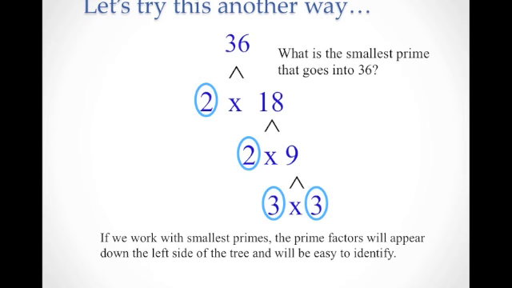So if we work with smallest primes, those prime factors will appear down the left side of the tree and will be easy to identify. So again, 36 is still equal to 2 times 2 times 3 times 3, although now they were in order on our factor tree, and we still write exponentially 2 squared times 3 squared.